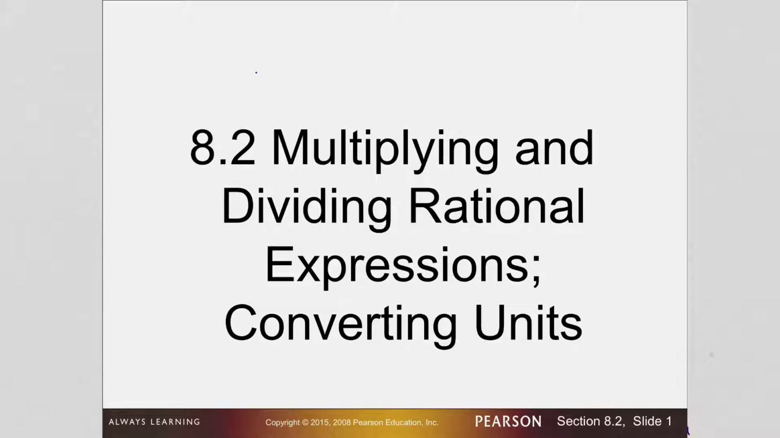Alright, so in this section we are going to multiply and divide rational expressions. And remember, rational is just a fancy word for fraction. So we're talking about something like that. And we will not be converting units. We are taking that out of this section. So if you see any homework that has converting units on it, you are welcome to ignore it.